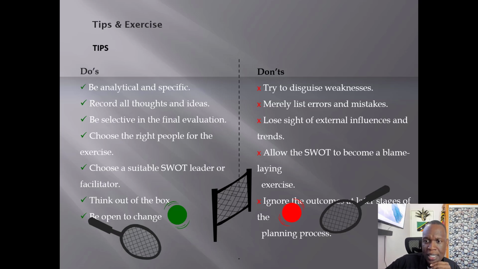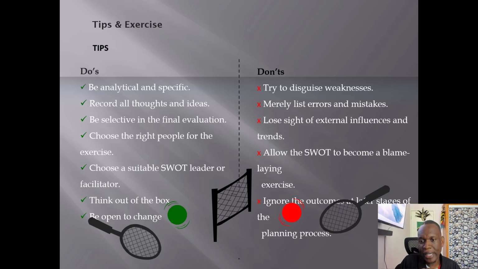Try not to disguise weaknesses. That's what I'm saying just now. So don't. It's a weakness, it's a weakness. Don't feel as though you're too prideful and say, no man, that ain't a weakness, that's a strength, right? Try not to disguise it. Be honest, be open. Don't merely list the errors and mistakes. You have to go into more detail, see what they are, and look at the positives and not just the negatives.